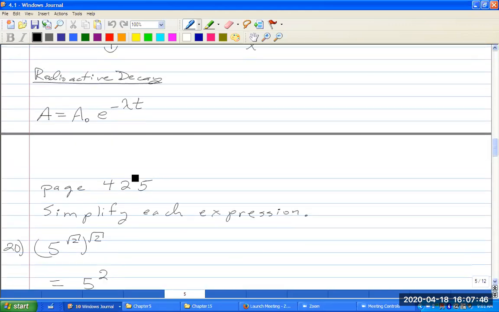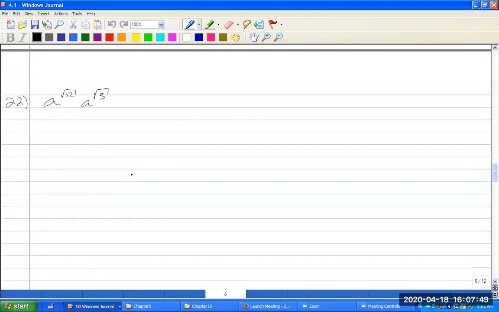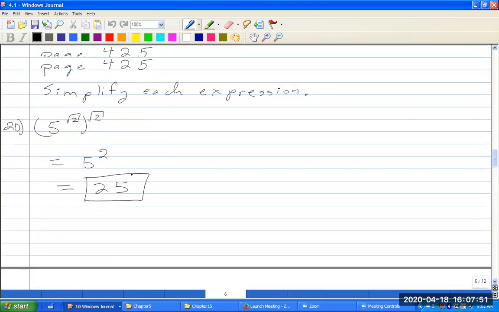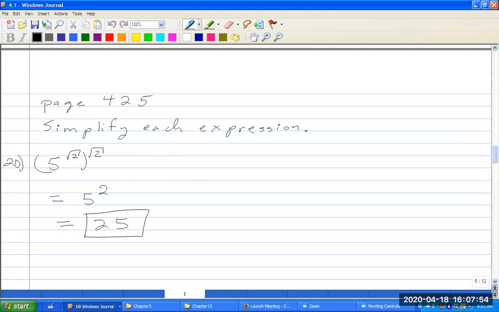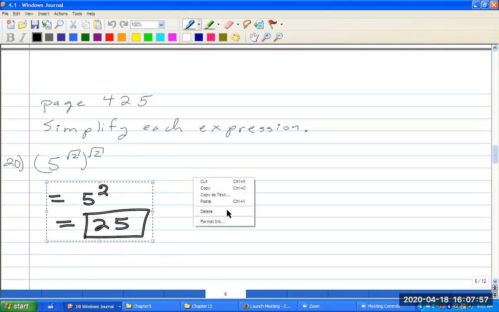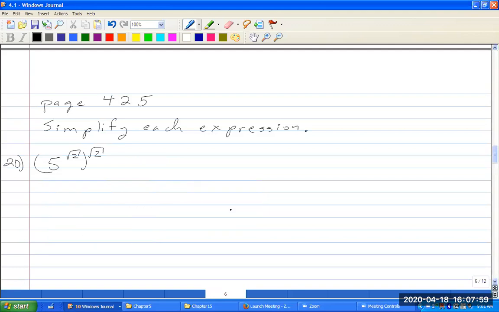So let's do some examples. Oh, wait. We did that first part. So let me do, on page 425, problem number 20. Simplify each expression. I have 5 to the radical 2, to the power radical 2. So let's try to simplify this. This is just equal to 5 to the power... well, if you have a base to an exponent, you just multiply exponents.